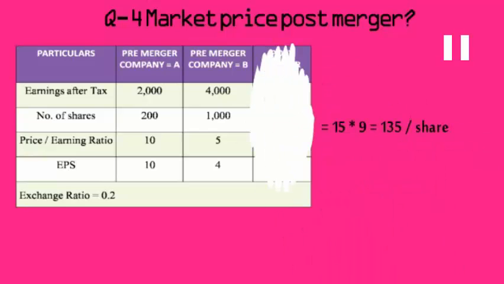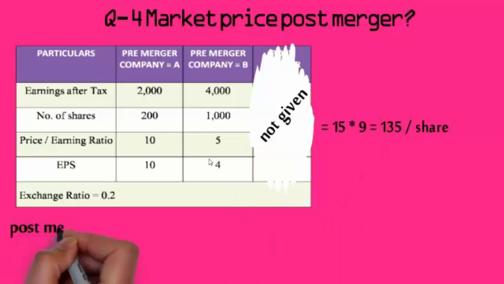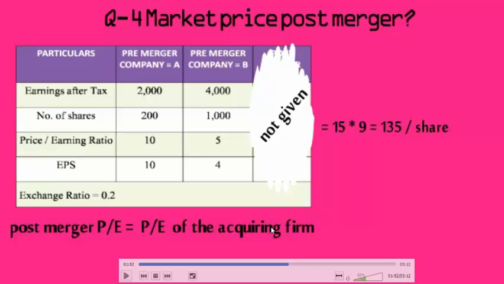be the market price. Now, for example, if in question this market price post merger is not given to us, that is price earning ratio is not given to us, so we will have to take an assumption, and the assumption will be that post merger price earning ratio is equal to the price earning ratio of acquiring firm. So for example, if 9 was not given to us, so post merger price earning ratio will be equal to 10, that is the price earning ratio of the acquiring firm.